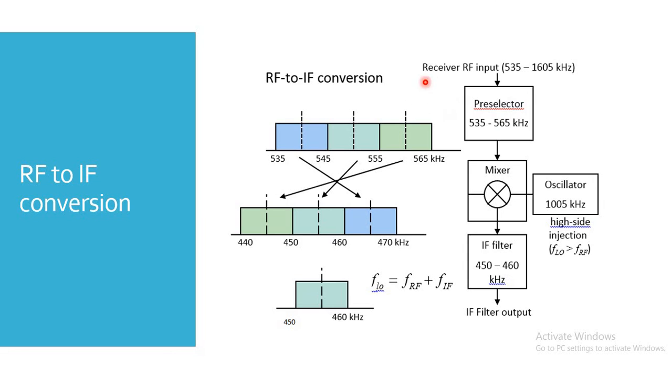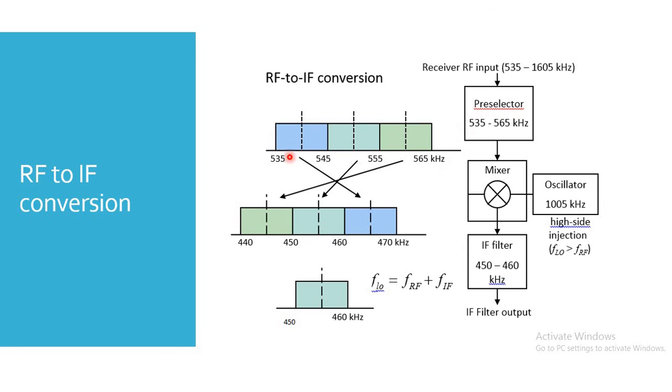Now this is your receiver input. The receiver input is in the range of 535 to 1605 kilohertz, that is the typical range of an AM wave. Then the pre-selector stage is set to the value of 535 to 565 kilohertz. So it will down convert this value to 535 to 565 kilohertz. Now this input is given to the mixer along with the input selected by the local oscillator.